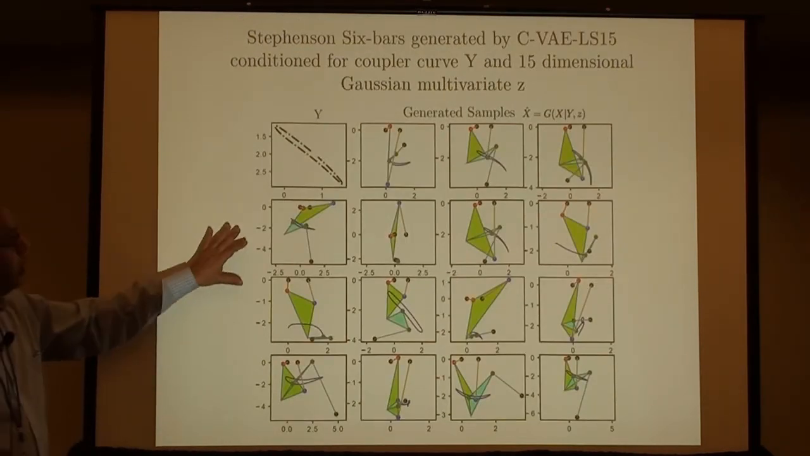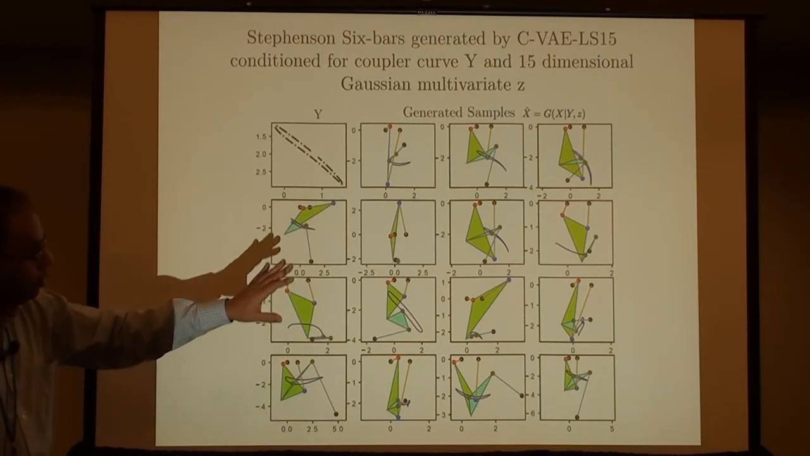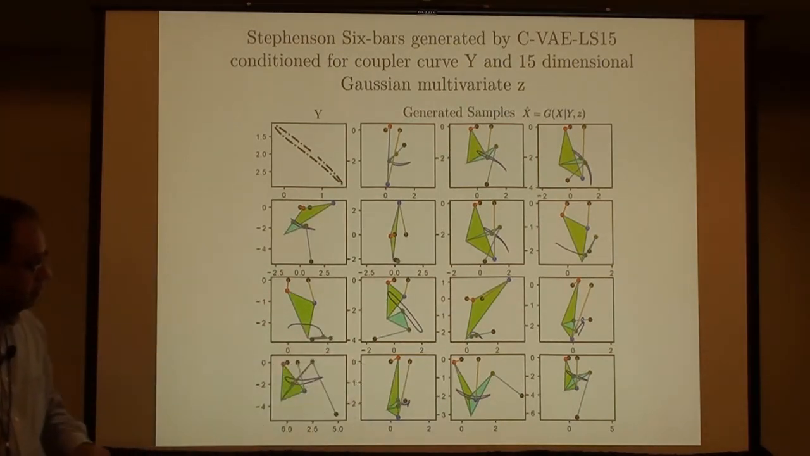This is an example where we had this path and we wanted to generatively design the Stephenson mechanism. Again, in this case, the label was a path and we didn't want to use a motion solver. We wanted to get the mechanism directly. You can see quite a few mechanisms that closely do the path that is given to you. And again, you can generate a lot more. I think that's where the strength of this approach is. You can generate a lot of different solutions.